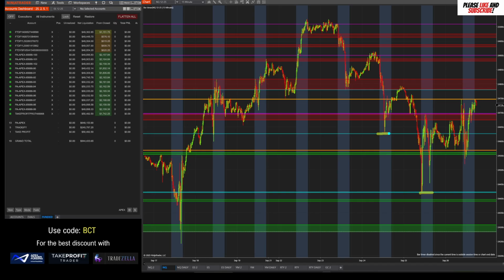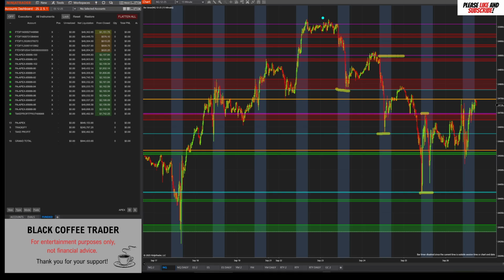Here's the Wednesday New York session low. Here's the Tuesday New York session low. Likewise, here is the Thursday New York session high. Here is the Wednesday New York session high, and here is the Tuesday New York session high. So I mark those. The highs are always in purple. The lows are always in blue, or a light blue.